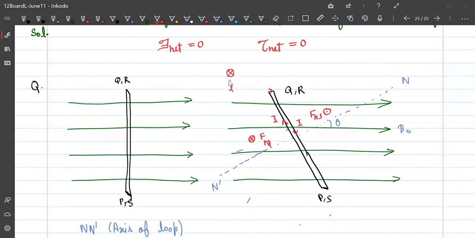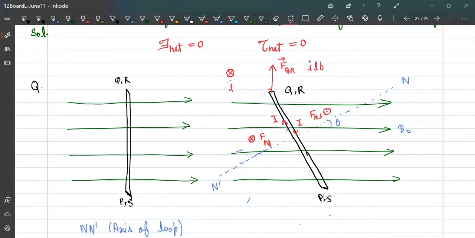Yes. The first vector, the L vector, is into the plane, and the magnetic field is towards the right. So we will do L cross B, using the right hand rule. What direction will come? Tell me the direction of the force. Here the current is into the plane and the magnetic field is in the rightward direction. So the direction of the force will be upward. This is the force on QR. Its magnitude will be I L B.